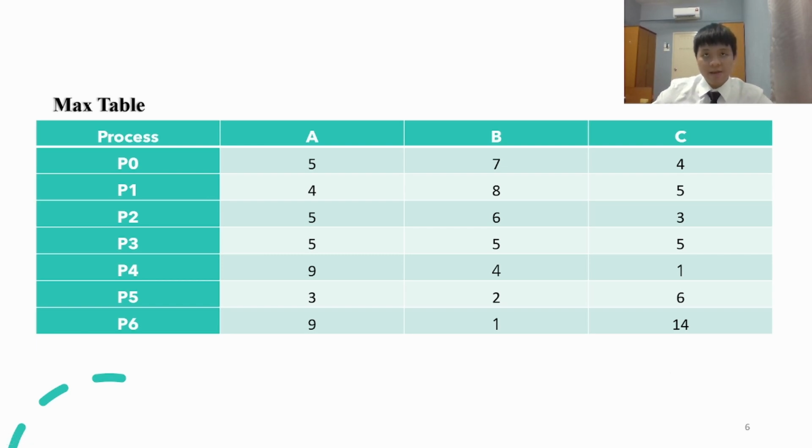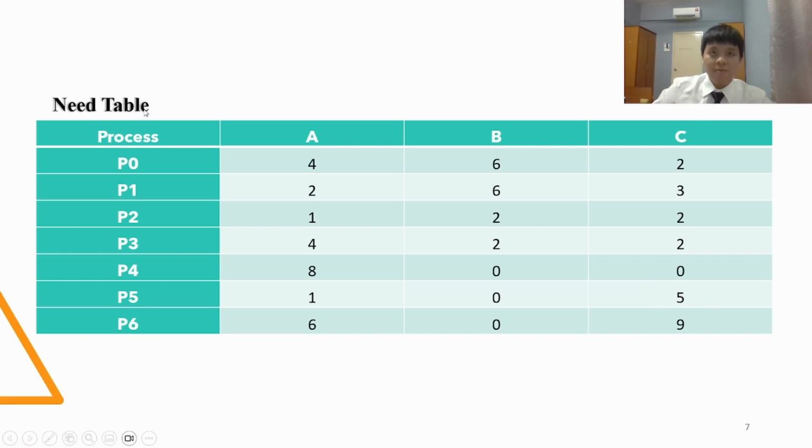So the next is the max table. The max table is a matrix that defines the maximum demands of each process. So P0 is A5, B7, C4. P1 is A4, B8, C5. P2 is A5, B6, C3. P3 is A5, B5, C5. P4 is A9, B4, C1. P5 is A3, B2, C6. P6 is A9, B1, C14.